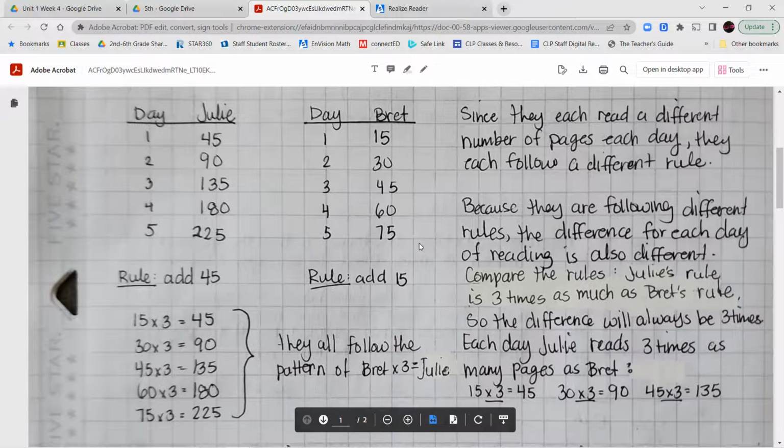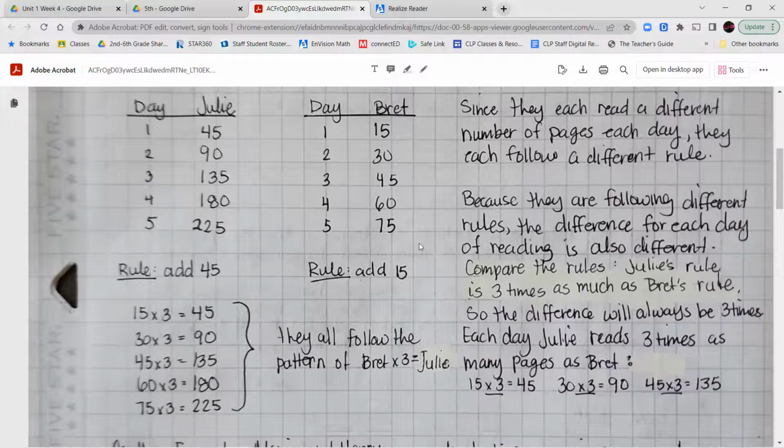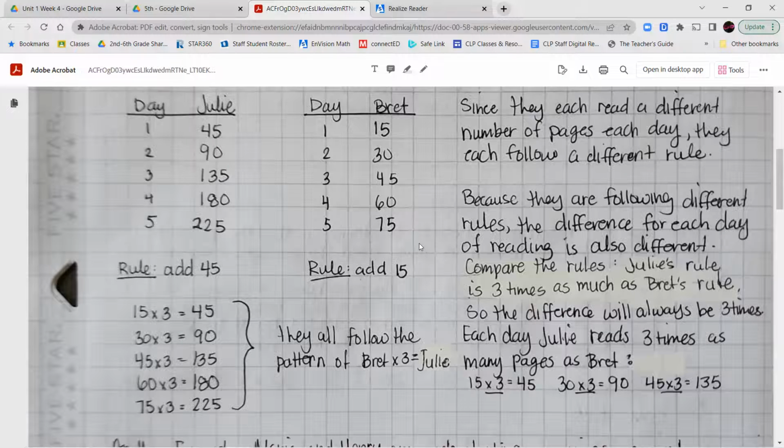Now, since they each read a different number of pages each day, they each follow a different rule. Because they're following a different rule, the difference for each day of reading is also going to be different. So we need to compare the rules. So we're going to compare 45 and 15. Now we know 45 is 3 times as great as 15. The difference will always be 3 times more. Julie will always read 3 times as many pages as Brett.